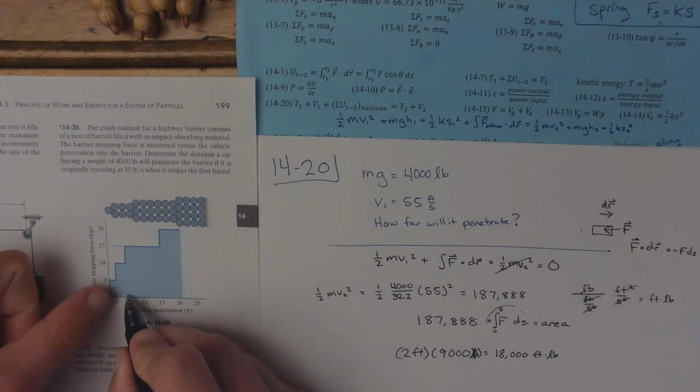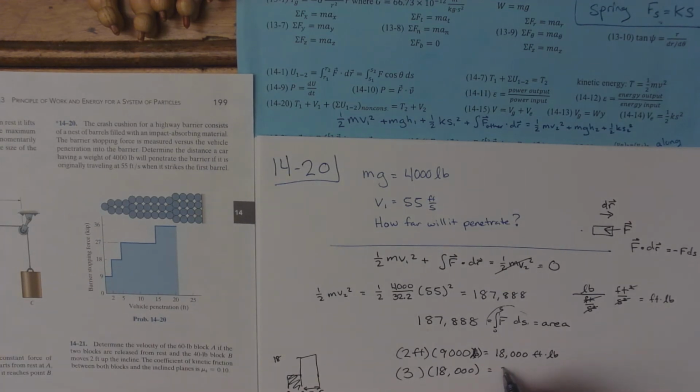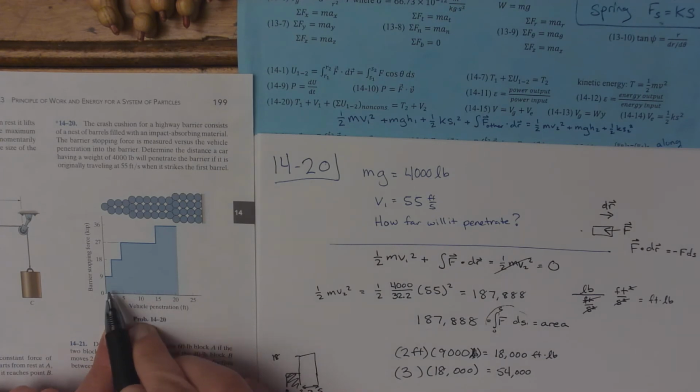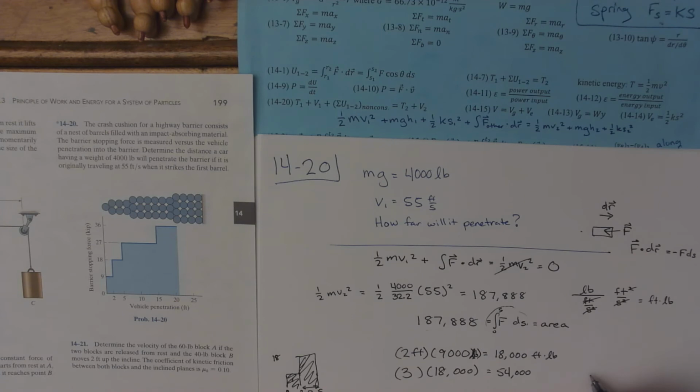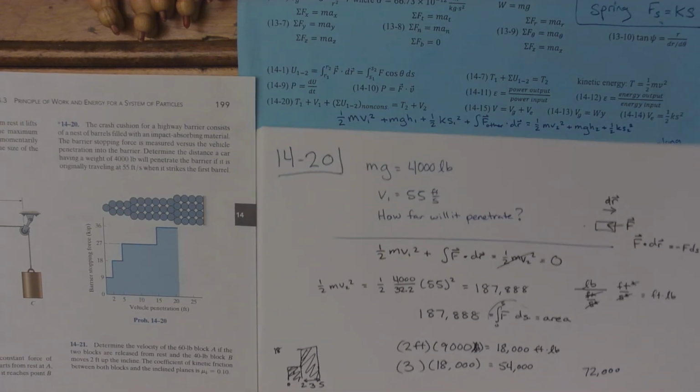So now I'm at 5 here, so the distance from here to here would be 3. Maybe I should just draw what I'm doing here. Okay, so that area was 18,000. This was from 0 to 2. Now I go to 5, so from here to here is 3, and the height that I have here is 18. So this is 3 feet times 18,000, and that is 54,000. Well, 54 is less than 187,888, but the total area when I get to 5 feet would be this area plus this area. So now I'm at 54,000 plus 18,000, which is 72,000, which is less than 187,000, so I keep going.